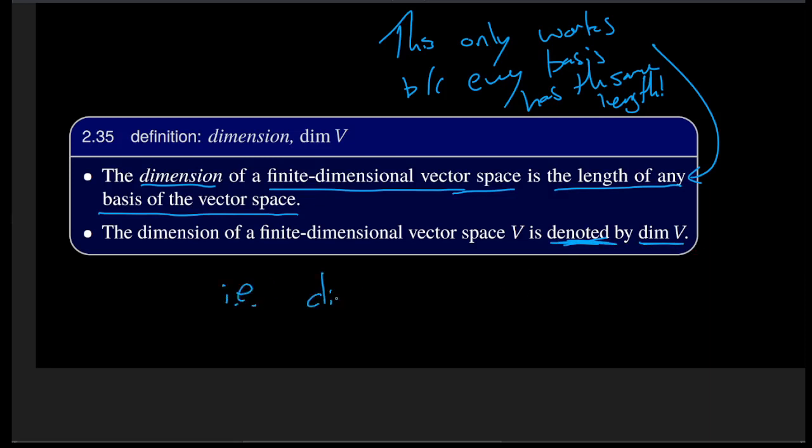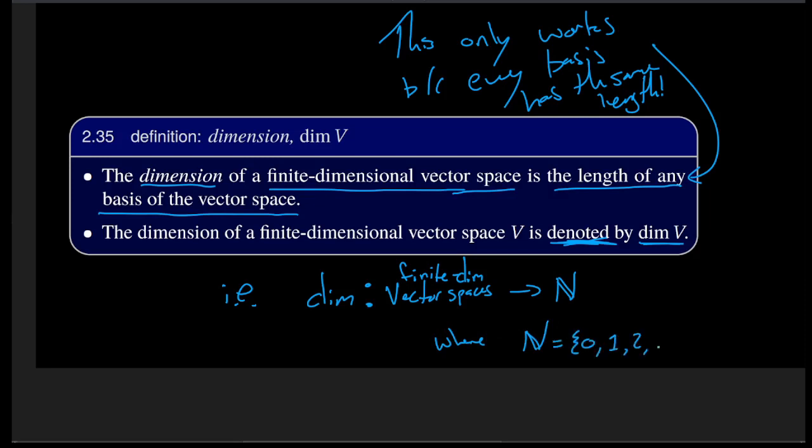That is, dim is a function from the finite dimensional vector spaces to, well, what could the length of a list be? It's an element of the naturals, where here we're taking the naturals to be 0, 1, 2, and so on forever. So all of the counting numbers, including 0. I know there's some debate about whether 0 should be a natural number. Just for our notation right here, we'll consider it to be; if you don't want to, then say the naturals union 0. All right, cool. So we've got this invariant associated to a vector space, at least a finite dimensional one, called dimension, and it measures the length of a basis. Let's see what this gives us.